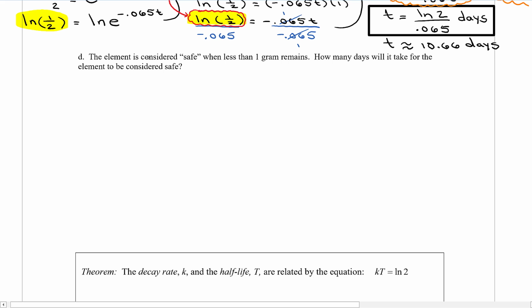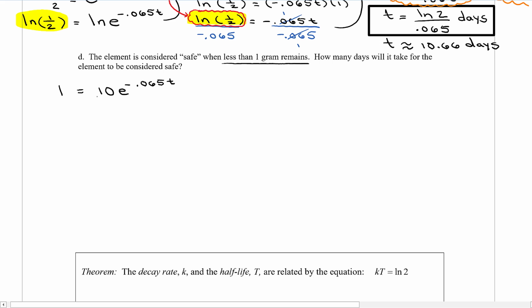D. The element is considered safe when less than 1 gram remains. How many days will it take for the element to be considered safe? I have underlined the words less than 1 gram remains because this is what we're looking for. I'm going to replace A of t in our equation with 1. So our equation is going to be 1 equals 10 times e raised to the negative 0.065 t power.